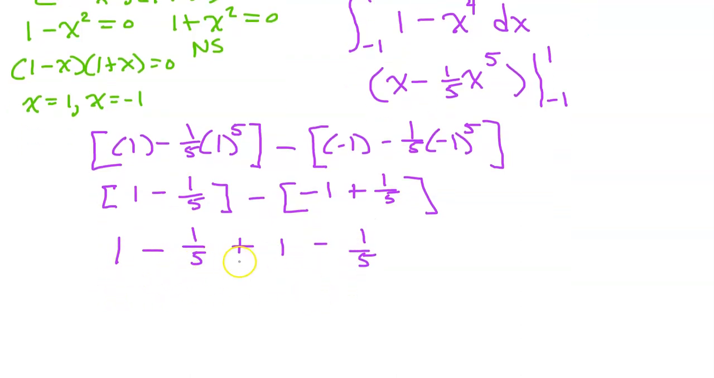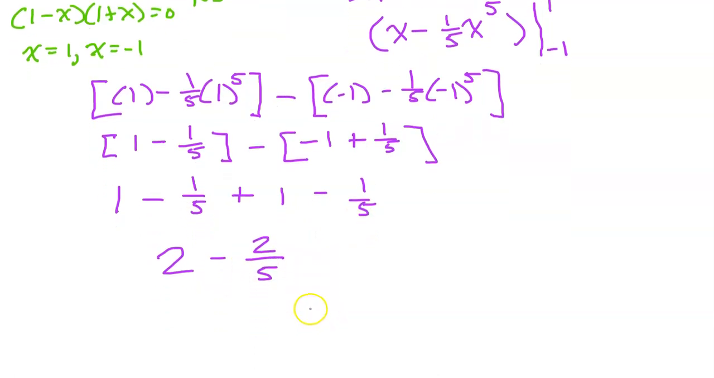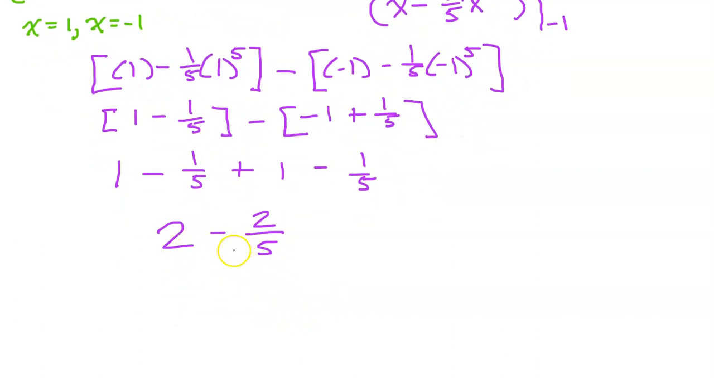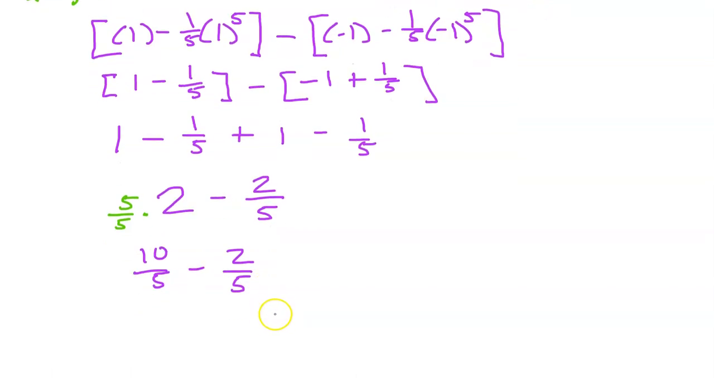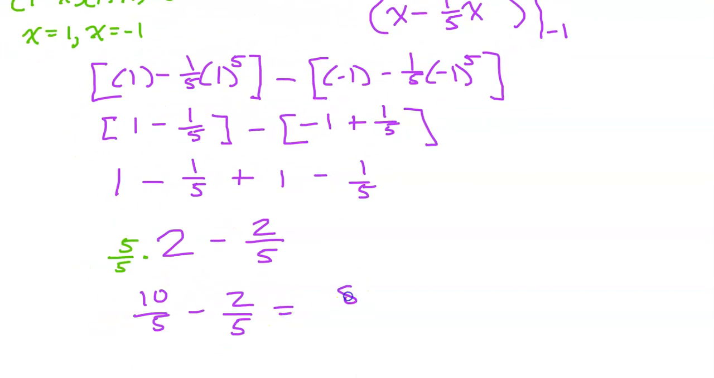So let's see, I'm looking at 1 plus 1, so we have 2. And then we have -1/5 and another -1/5, so that will be -2/5. So if I wanted like denominators, I could multiply this by 5/5. So I'm looking at 10/5 minus 2/5. So that will be 8/5. And that is the area of the shaded region.